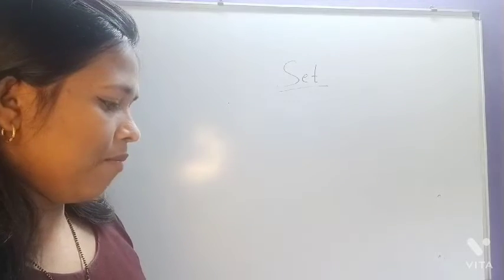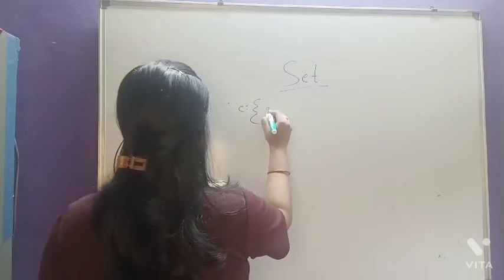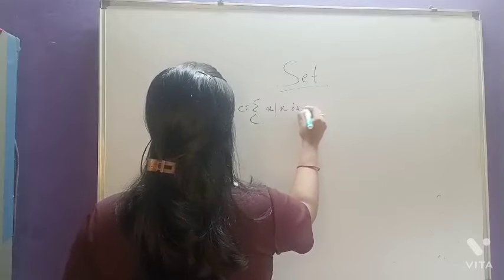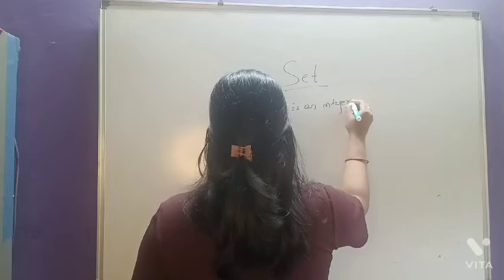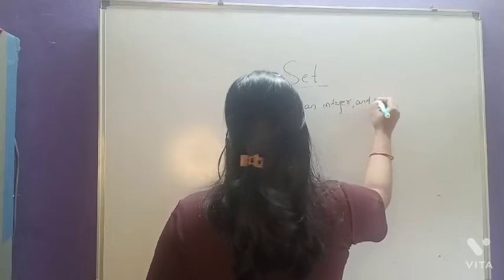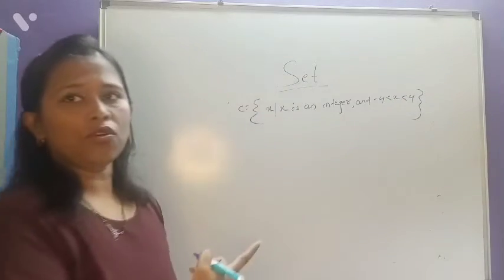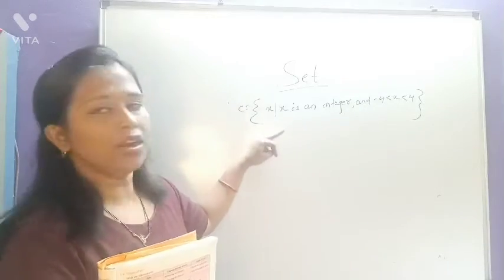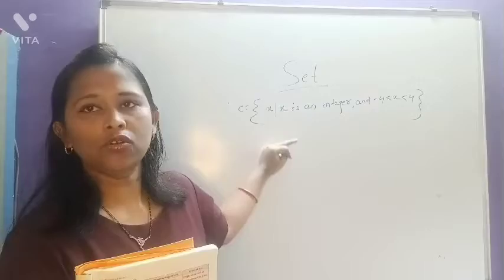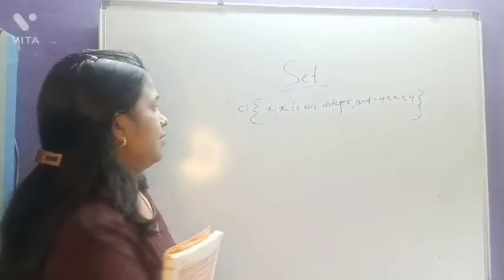Suppose I am giving you one more example. C is a set. I am writing the set x such that x is an integer and minus 4 less than x less than 4. This set is now in terms of the rule method, and we have to convert this set from rule method to listing method. We have to represent this set in listing method.